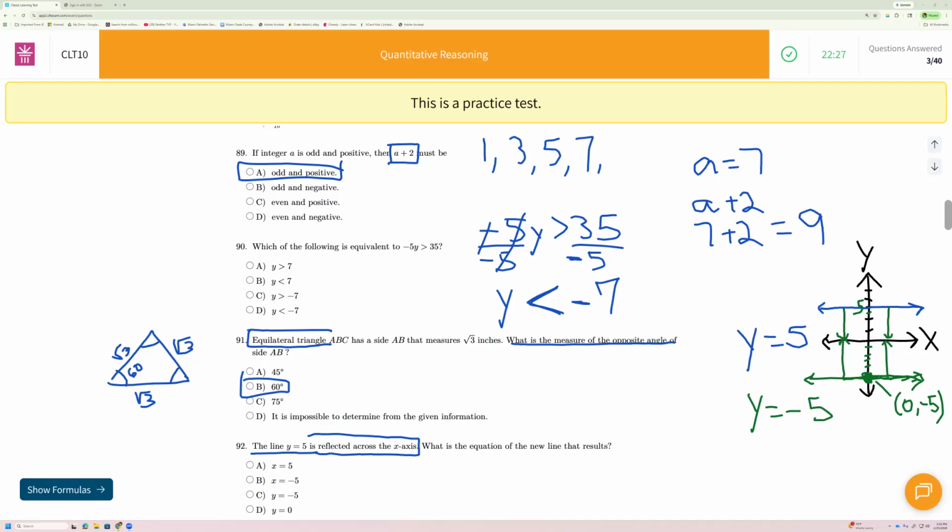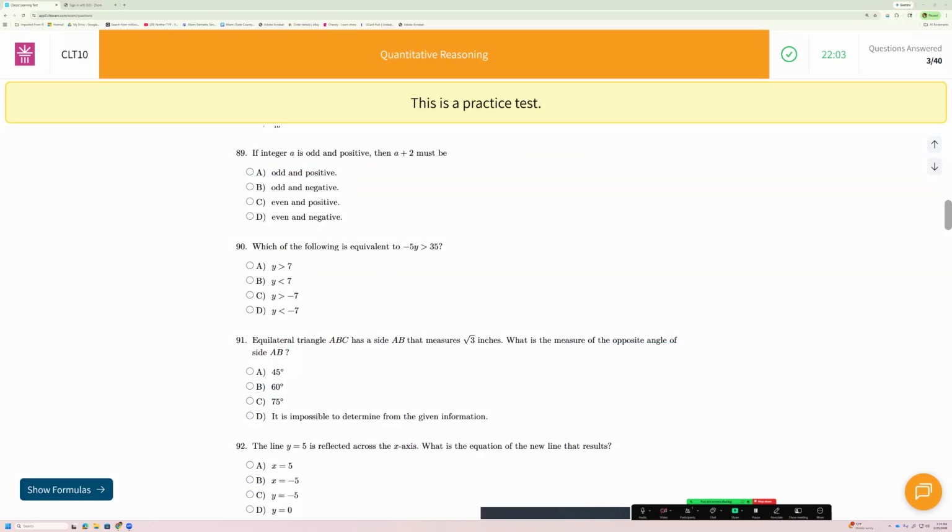Let me get rid of the mirror things. So that's 5 and that's negative 5. So y equals negative 5 should be my choice. Choice C it is. Okay, if you need to pause, do it, because I'm going to erase everything and continue scrolling.